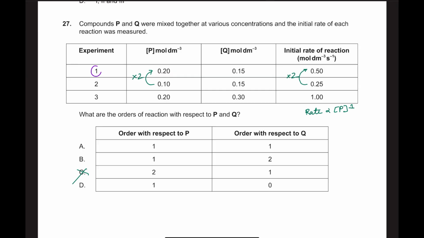Here you have to compare 1 and 3, because only there can you find a change in Q. P is unchanged between 1 and 3, 0.2 and 0.2. For Q, you have doubled Q. When you double Q, you see the rate also gets doubled, 0.5 to 1. So rate is also directly proportional to Q to the power 1. So order with respect to Q is also 1. Order with respect to P is 1, Q is also 1. Answer is A.